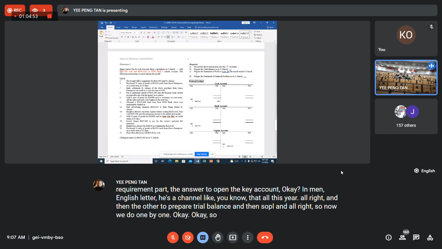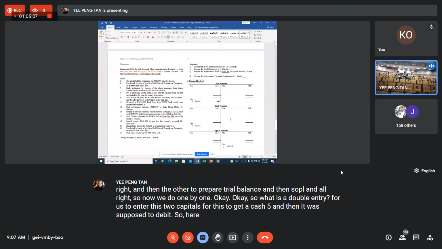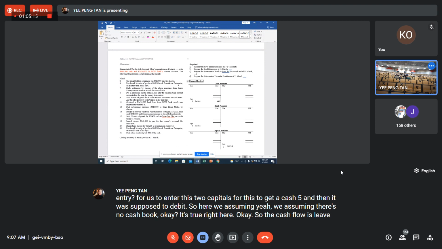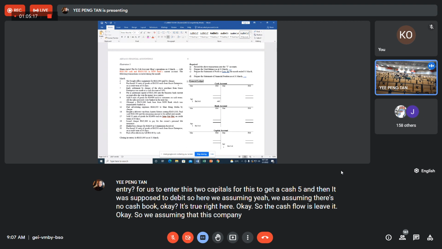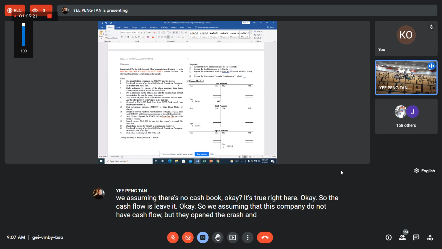Okay, so what is the double entry? For us to enter these two capitals, the cash 1,500 and bank 10,500, it was supposed to be debit. So here we assume there is no cash book. Okay, we straight away go to the ledger. So the cash book, leave it. Okay, so we assume that this company does not have a cash book, but they open straight away the cash and bank account. All right.